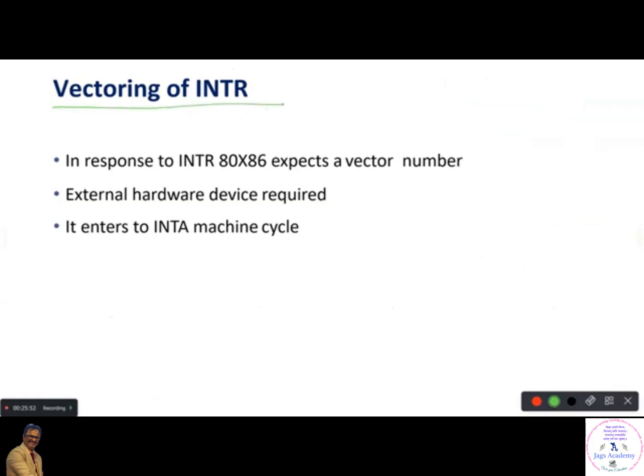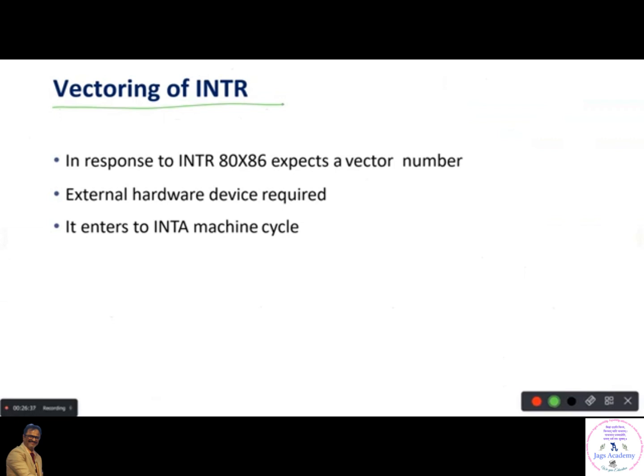Vectoring of interrupt. What is vectoring of interrupt? This is very important. You know that your interrupt has a vector number from 0 to 255, right? Okay, 0 to 255. Now, whenever an interrupt signal goes to the interrupt pin, that means the microprocessor is interrupted. Who has interrupted? How does the microprocessor come to know who has interrupted? It will come to know who has interrupted by using the vector number.